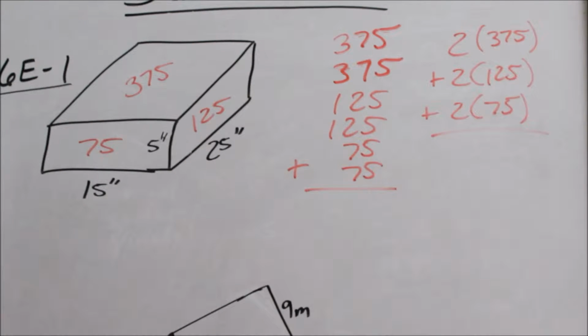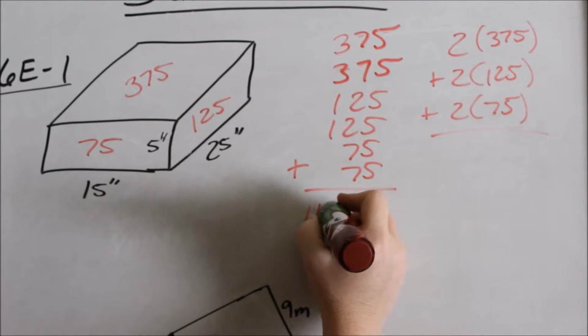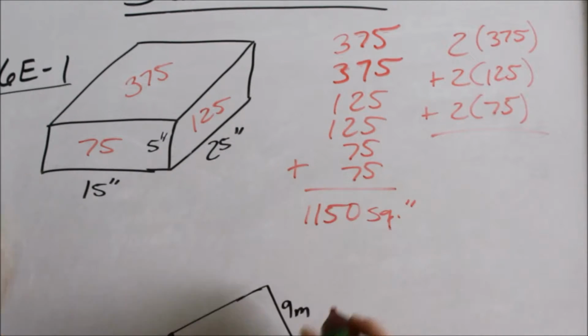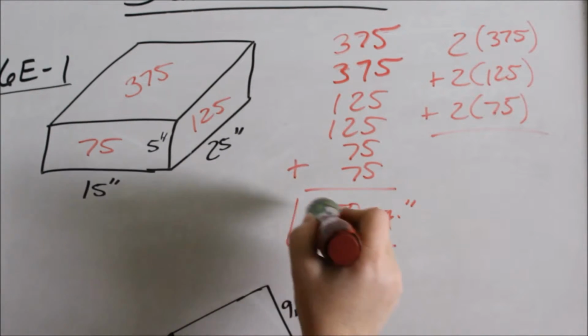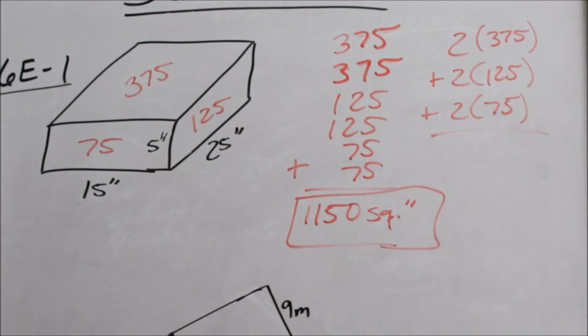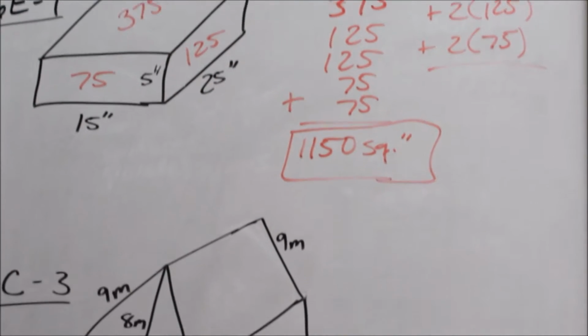Okay, if we add all this up, that came out to 1,150 square inches. That's the surface area. That's how much material I would need if I was going to cover this box. 1,150 square inches. Alright, let's look at 16C3.